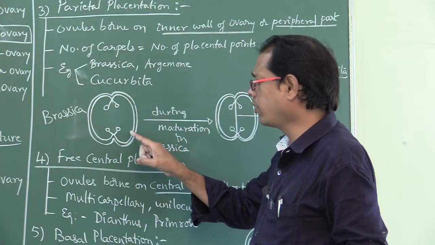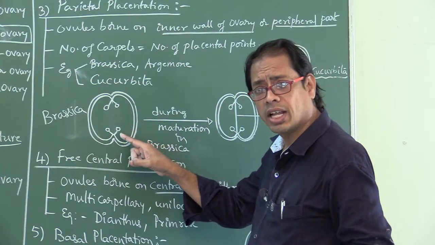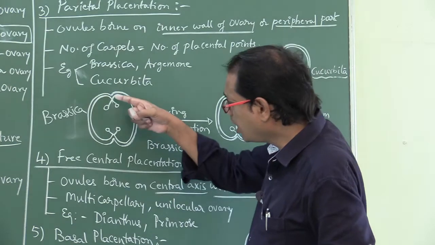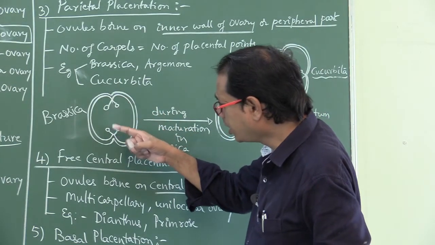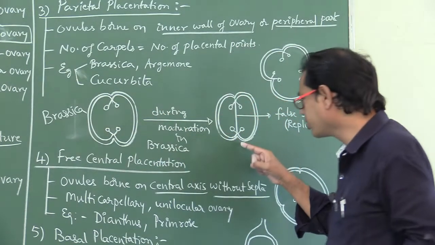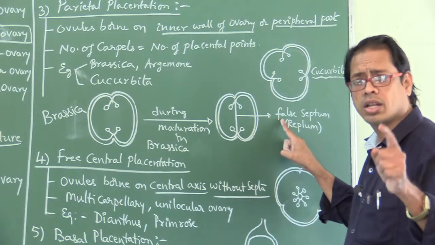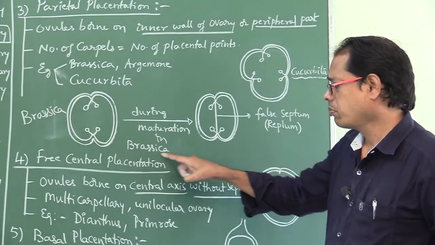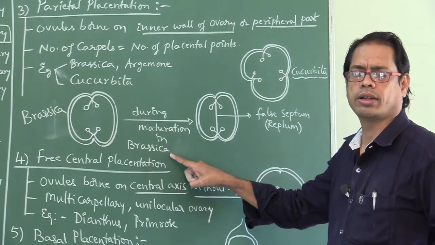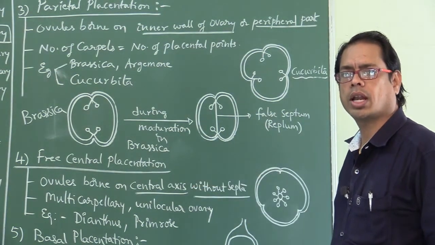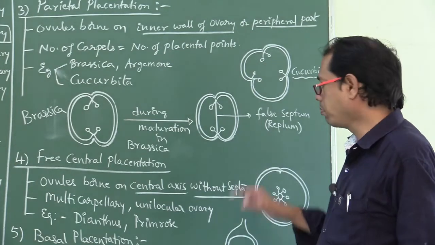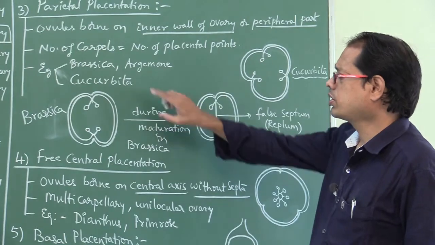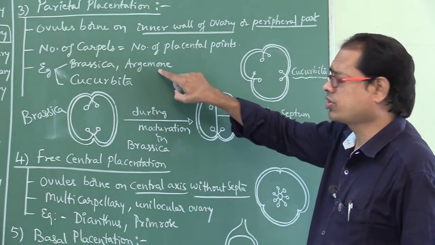This is the young ovary. During maturation in Brassica, what happens? A false septum is formed in between the two carpels like this. False septum is found in Brassica. Very, very important point. The false septum, called replum, is found in Brassica, and you may say Argemone also. Same story for both Brassica and Argemone.